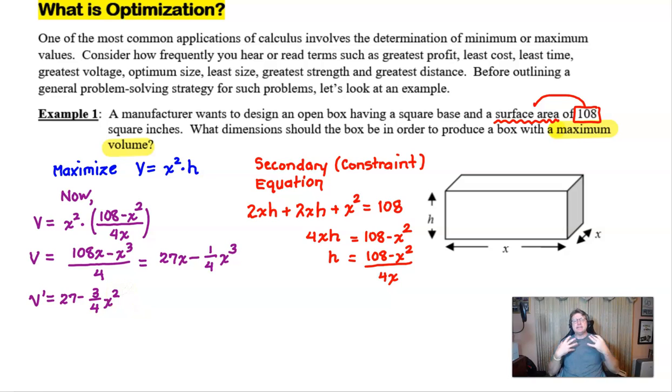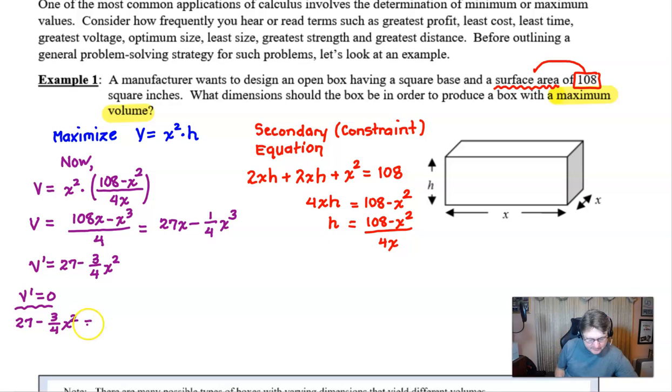And in typical fashion, in finding a maximum or minimum, we would find critical numbers and go about setting up a number line test so that we can truly pinpoint our max value. And so when does v prime equal 0? Well, that turns out to be whenever this whole thing is equivalent to 0. And so when I set this equal to 0, basically I'm going to be able to add 3/4 x squared over to the right.